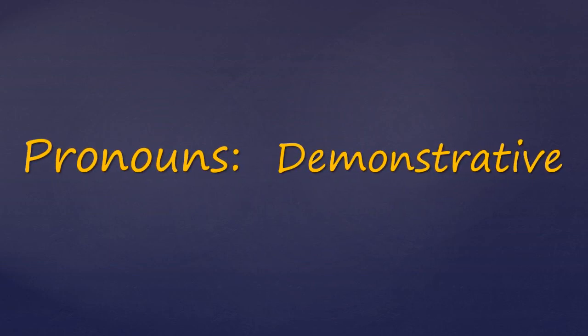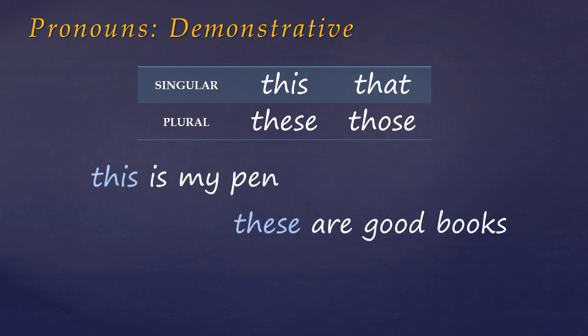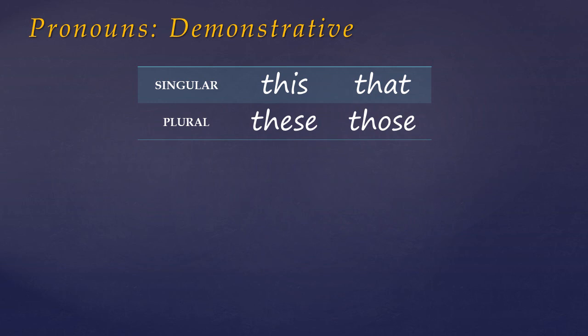So let's now turn to demonstratives. In English, demonstrative pronouns are the words this and that, and in the plural, these and those. For instance, this is my pen, these are good books. So in English, demonstrative pronouns are both genderless and take the same form whether they're pointed to male, female, or neuter objects. And we can use both this and that as either the subject or the object of a verb.